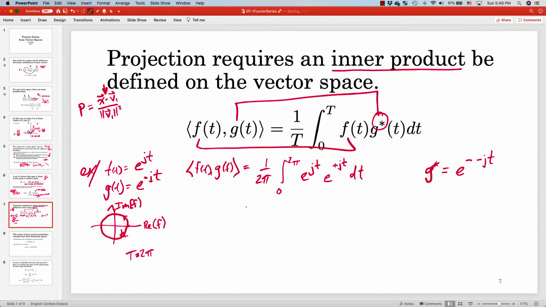Okay, so let's combine these exponentials. That'll make our integral a little bit easier. Integrate from 0 to 2 pi of e to the 2jt dt. Take the antiderivative here. We get 1 on 2j. And then evaluate this from 2 pi, which gives us e to the 4 pi j, minus e to the 0, which is 1.